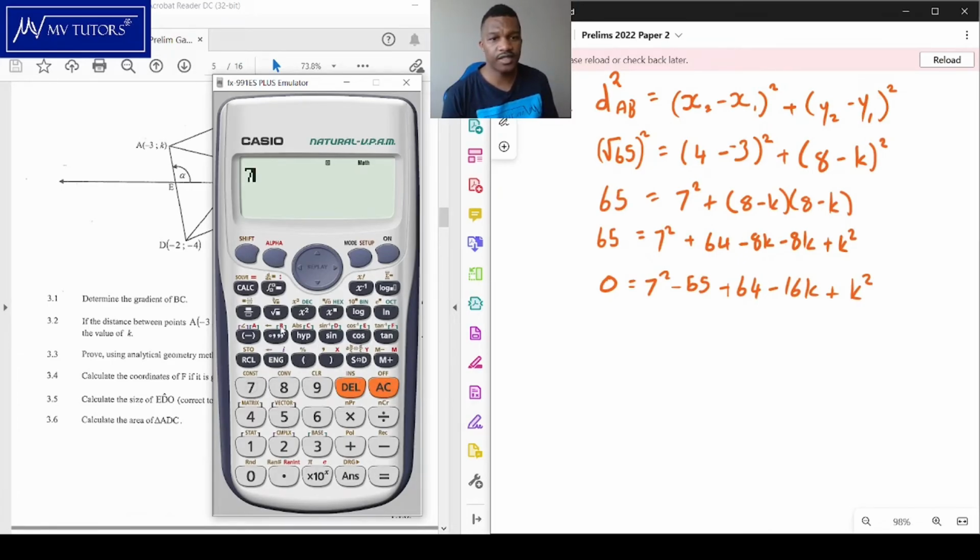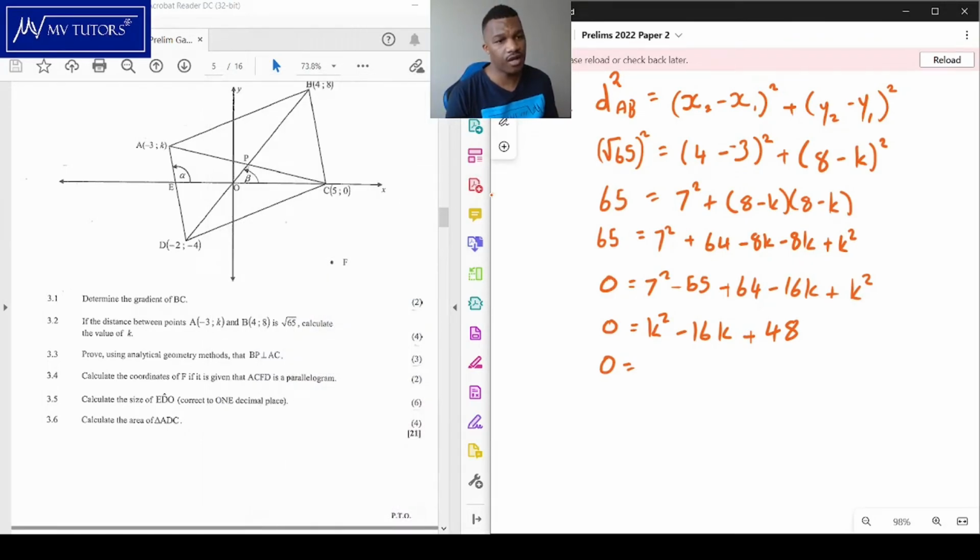So I'm going to say 7 squared minus 65 plus 64, and I get 48. Okay, so now it's going to be k squared minus 16k plus 48. Now I need to be able to solve for k. So what I'm going to do here is open 2 brackets, both of them have k.